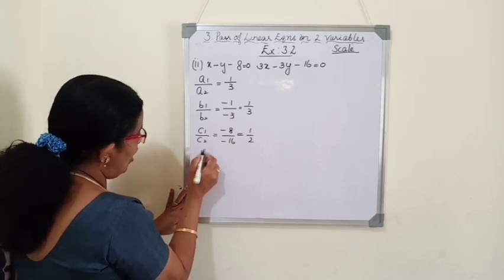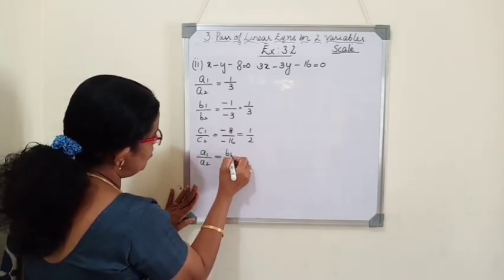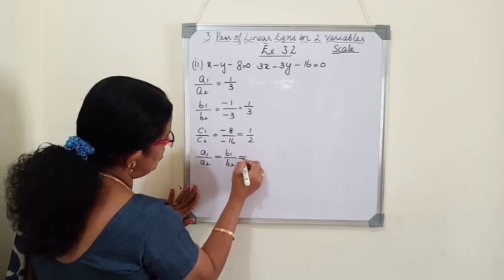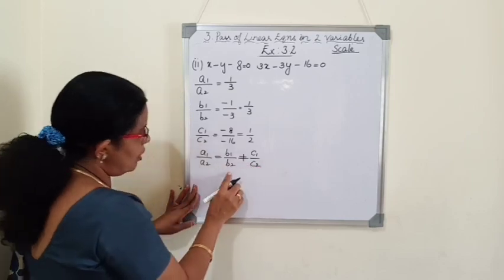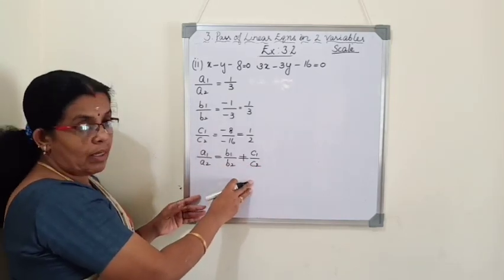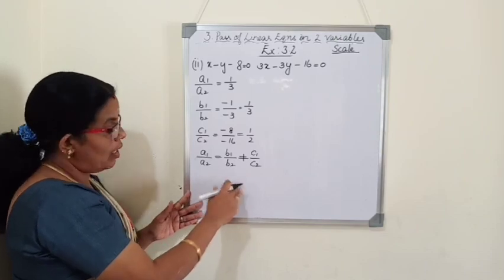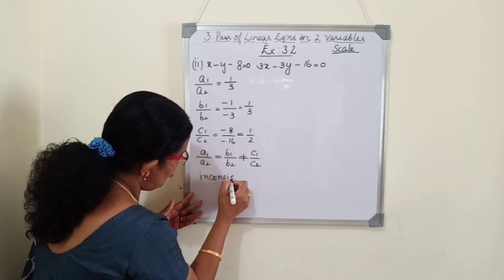Therefore, a1 by a2 is equal to b1 by b2, not equal to c1 by c2. So, if a1 by a2 is equal to b1 by b2 and not equal to c1 by c2, then the lines will be parallel and no solution, inconsistent. So, this is inconsistent. So, no need to draw the graph.